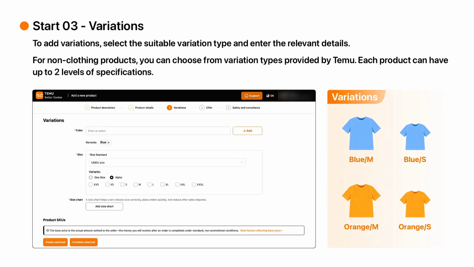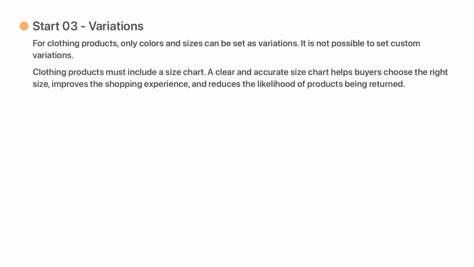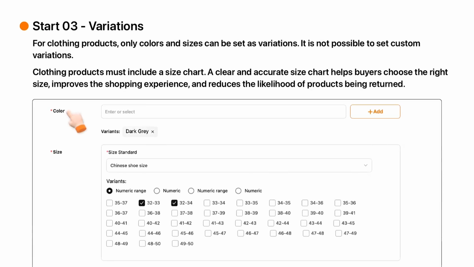For non-clothing products, you can choose from variation types provided by Temu. Each product can have up to 2 levels of specifications. For clothing products, only colors and sizes can be set as variations. It is not possible to set custom variations.